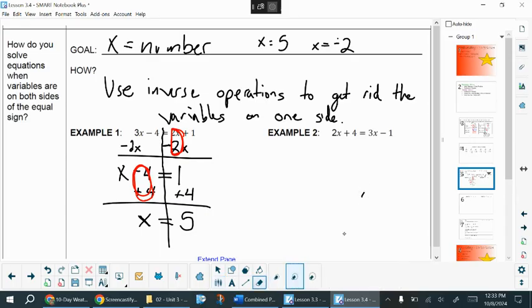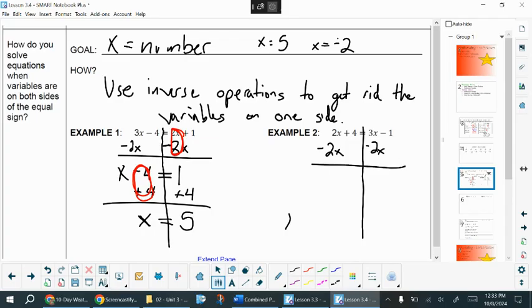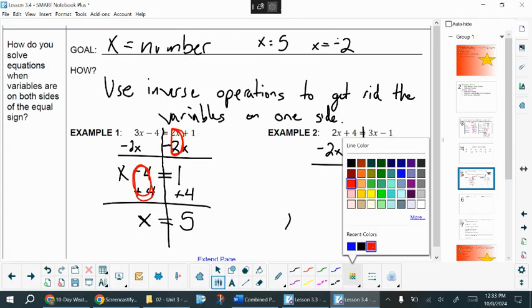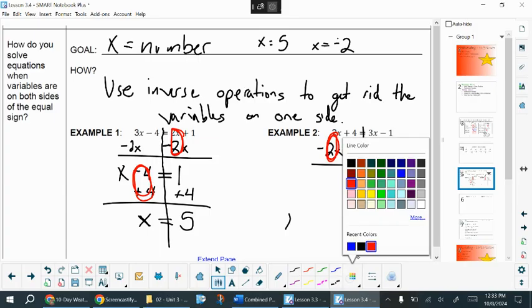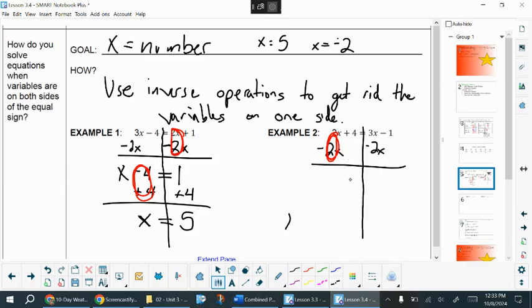Okay, here we go. So I'm going to draw my line down the middle. I've got a 2x on this side, a 3x on this side. I'm going to get rid of the 2x. So I'm going to do a minus 2x here, minus 2x there. On the left-hand side, that's going to become 0. 2x minus 2x is 0. And so I just have the 4 left over. On this side, 3x minus 2x is 1x. I'm not going to write the 1. I'm just going to write the x, minus 1.